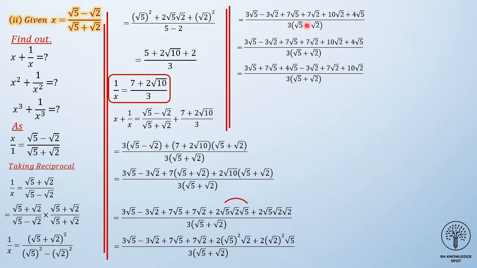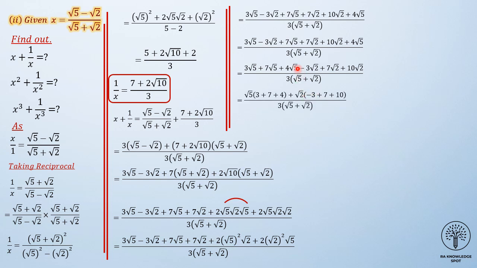See, this is under root 5, then 7 under root 5, and all the 2s are here. First you have to write them together, like 3 under root 5, find out all the 7 under root 5 and 4 under root 5, then minus 3 under root 2, 7 under root 2, and 10 under the root 2. Like first you have to collect the things, you have to keep them aside, one for under root 5 and the other for under root 2. Now there is something common.